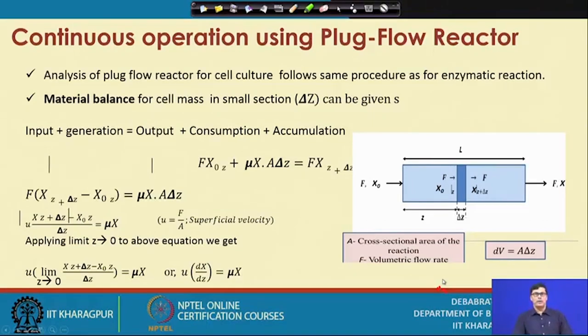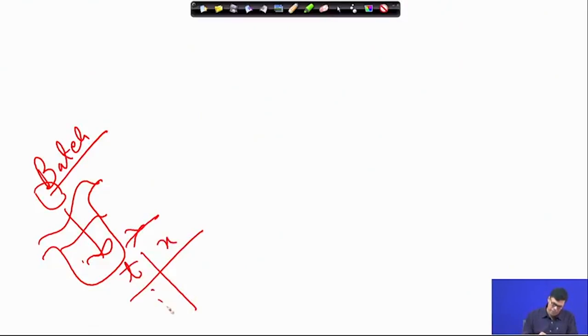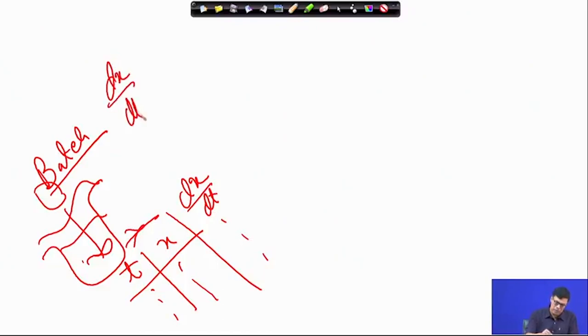Here I want to point out one thing. We have seen the batch process, am I right? In a batch process, we take the material at a time and allow it to react. After the reaction is over, you take it out. Now here, with respect to time, you can have the cell mass concentration. Then we can monitor dx by dt, am I right? I told you dx by dt equals x(n+1) minus x(n-1) divided by 2 del t.